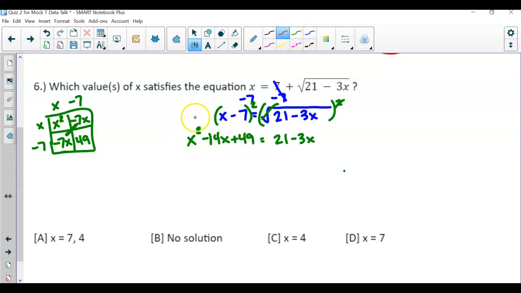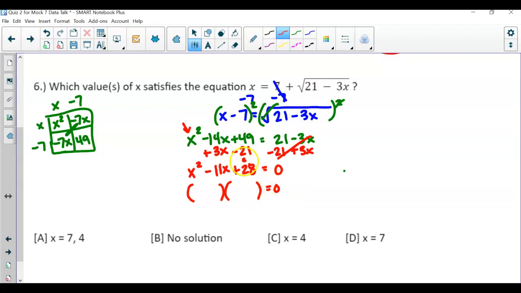Now we're going to go through because remember, we're solving a quadratic, x squared, and quadratics always have to equal 0. So we need to subtract 21, line up the like terms, and add 3x here, lining up the like terms to get this equation to equal 0. So we're going to solve the quadratic x squared minus 11x plus 28. Then what factors are now going to multiply to get 28 and add to get negative 11? Negative 7 and negative 4, which means x is equal to 7 and 4.